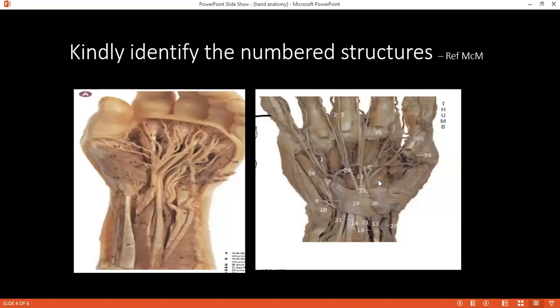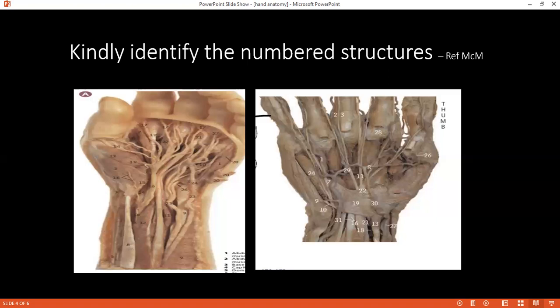Moving on to the right hand side image. This 19 is which structure, please? Flexor retinaculum. Kindly tell me the attachment of the flexor retinaculum. Medially pisiform bone and laterally trapezium. Laterally the scaphoid and trapezium, and medially the pisiform and the hook of hamate.